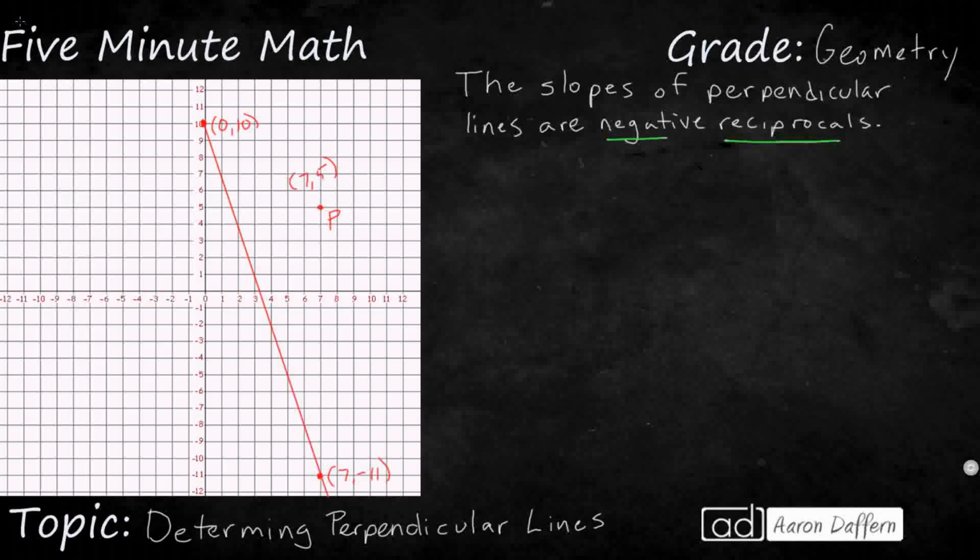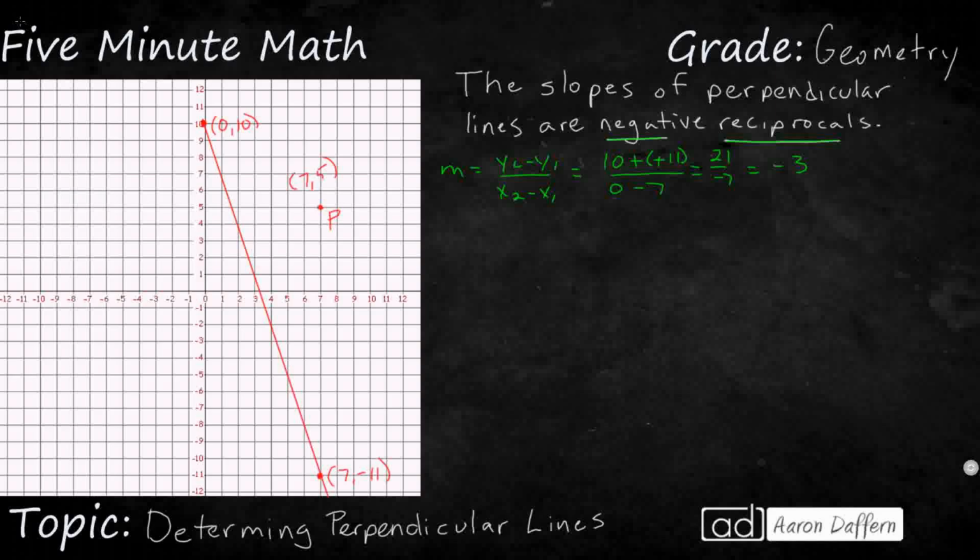So let's find the slope of our first line, right? Remember that's going to be our change in y over our change in x. So we've got our y's is 10 minus negative 11, and then 0 minus 7. So this ends up being a positive, right? That's going to be 21 over negative 7. So my original slope is negative 3, and that tracks because it's very steep, right? The larger the number, the steeper it is, and it's a negative, so it moves down from left to right.